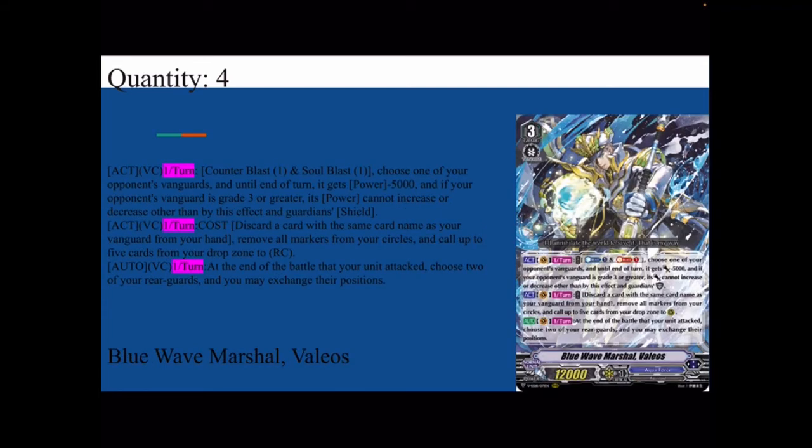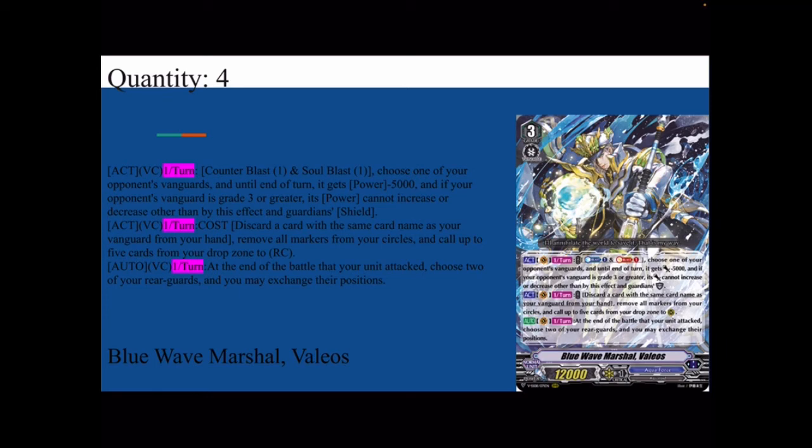And finally, the big boy himself. The one that we've all been waiting for. The Blue Wave Marshal, Valios. 12k base. No gift, no shield, because that's expected of a grade 3. Really cool looking art. It makes you really remember the time. I think this is the time after he got scarred, or slightly beforehand, but still a really cool looking art. You can really see the anger in his eyes and the rage and the storm brewing around him.